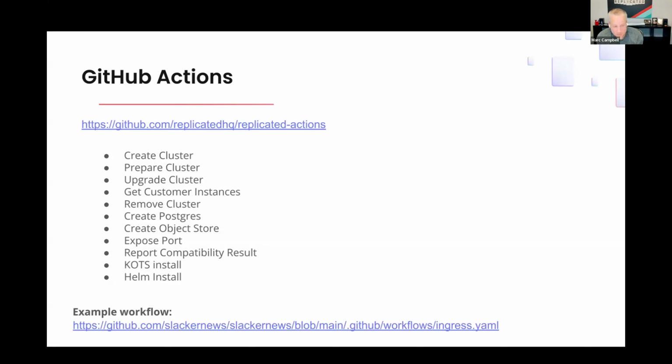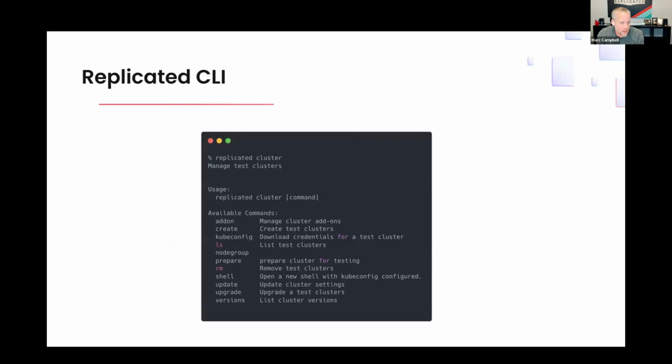And then there's other ones in the middle, and I'm going to spend a little more time talking about these a little bit later: create Postgres, create object store, and expose port, some of the add-ons that we've actually added recently into Compatibility Matrix. And at the bottom, there's an example workflow from the Slack News application, which shows how we're using all these different actions together to test Slack News in CI.